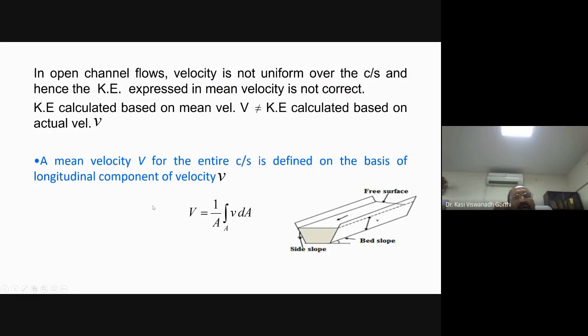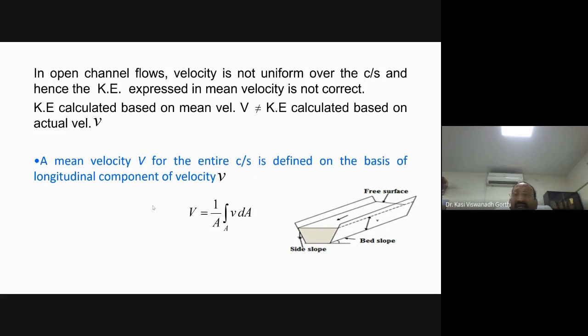In open channel flows, velocity is not uniform over the cross section. So the kinetic energy expressed is also not correct, because you are calculating the kinetic energy as half of mass into velocity square, half mV squared. What is mass there? m. What is V? Velocity. What is this velocity? It is obviously the mean velocity.